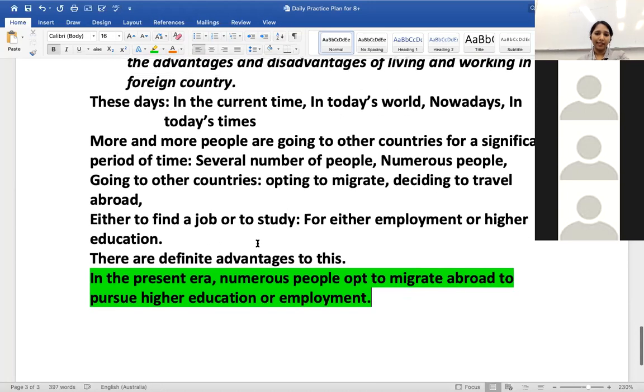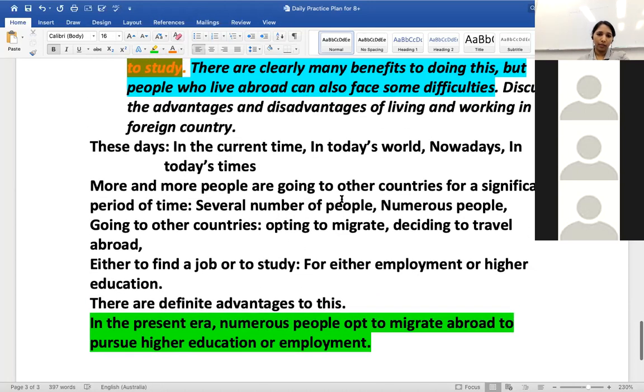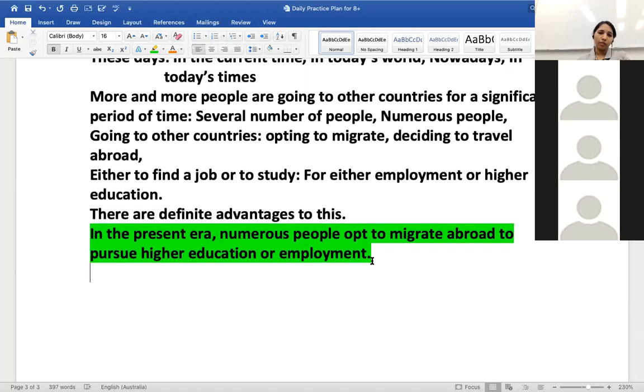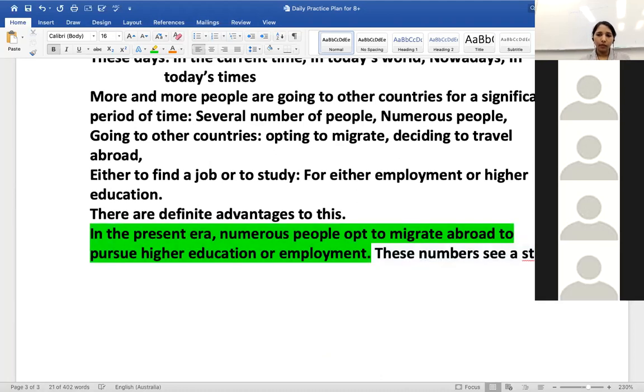Okay. What's the next thing that we have to do? We have to put our supporting statement for this, right? In the present era, numerous people opt to migrate abroad to pursue higher education or employment. Then you would say these, you're supporting it. So in the second sentence, you're just supporting the first sentence. So you're putting your own sentence here. You're telling that in the present era, people are going abroad.